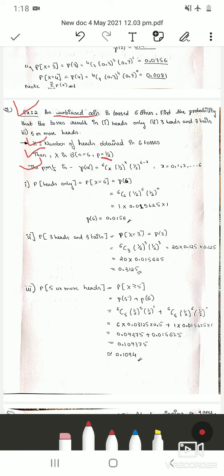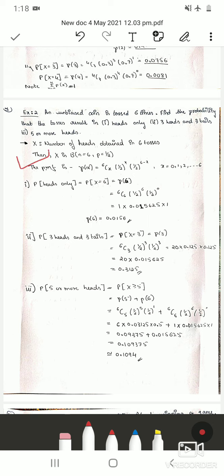Now they have given n as 6 times. For however many times you do the experiment will be your n. So here they have given n as 6 and x is whatever is asked in the question. So x is the number of heads obtained in 6 tosses. We know x follows a binomial distribution with parameters 6 and 1 by 2.